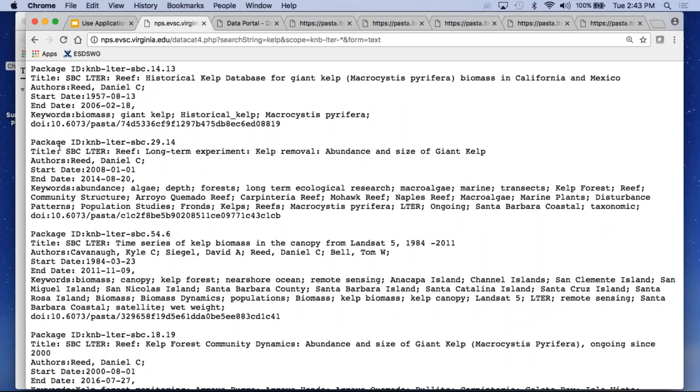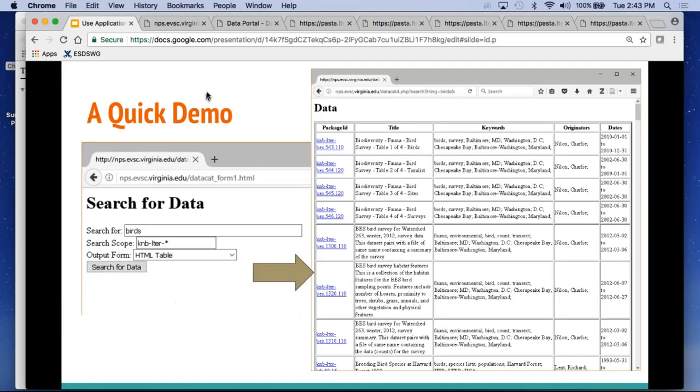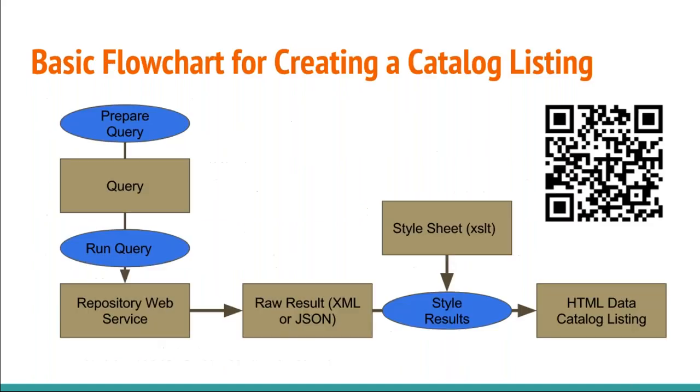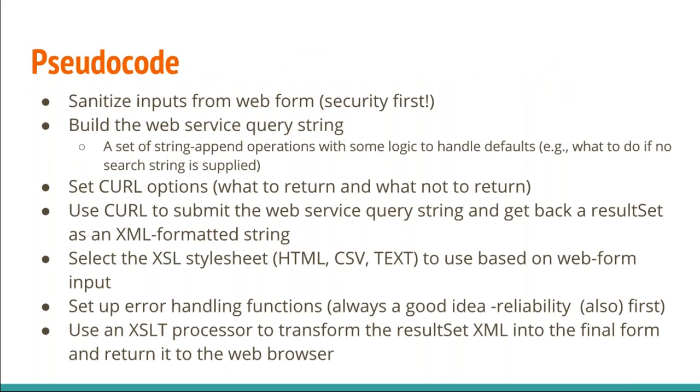Let's go back to the presentation. So, in terms of pseudo coding, and if you want to, you can look at the code. And by the way, this QR code will take you to the GitHub. I've also got the link for a little bit later. It basically goes through and takes what you typed in on the web form, sanitizes it because you never want to trust a user to put in stuff that isn't malicious, and then builds a query string.